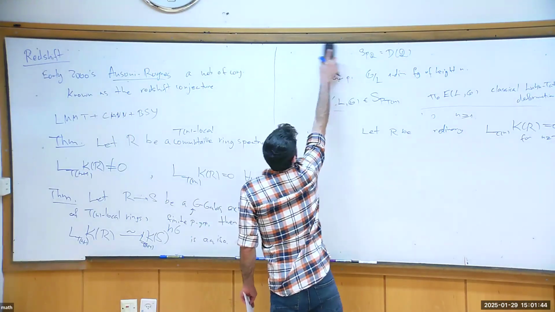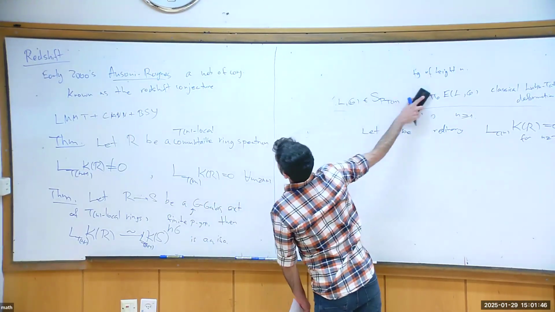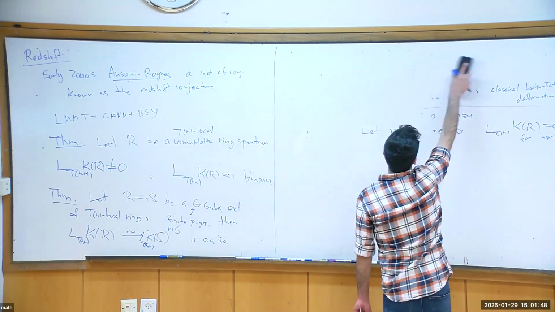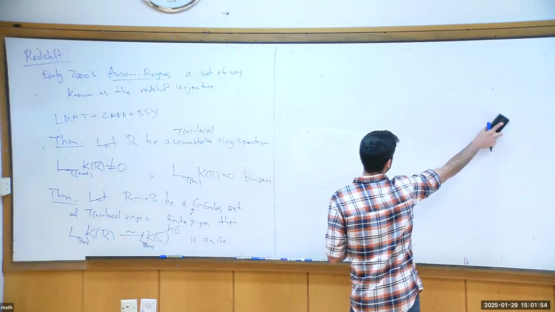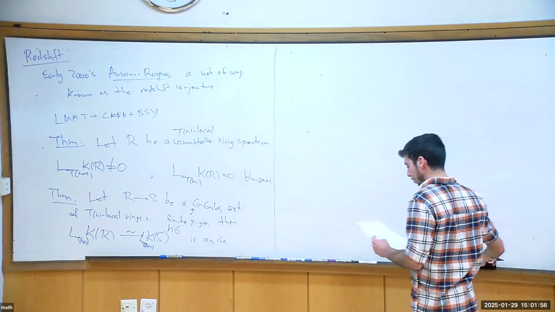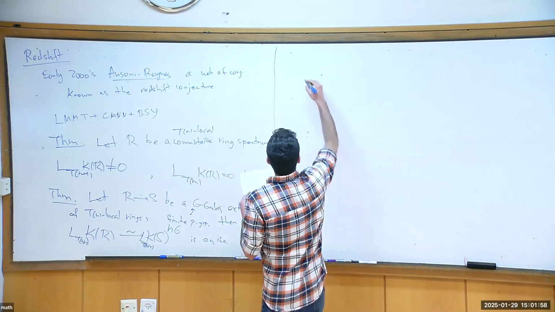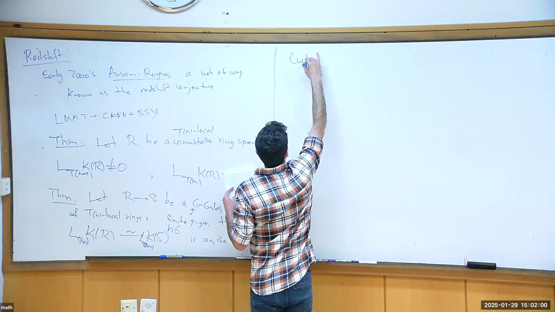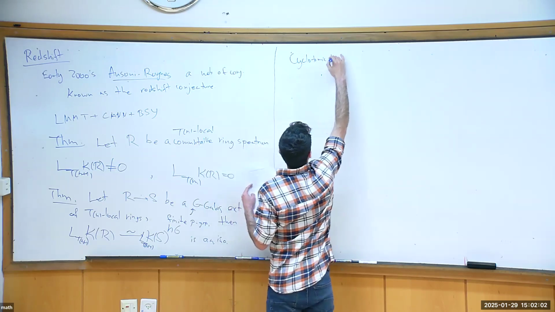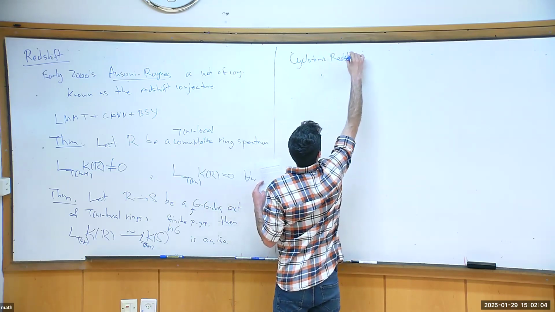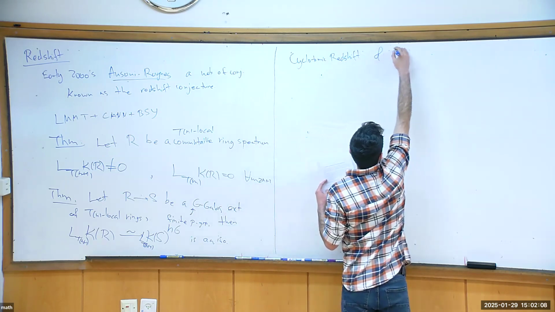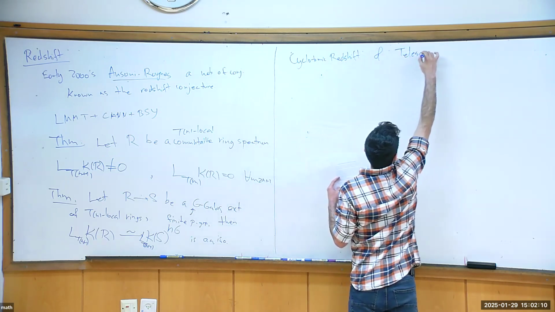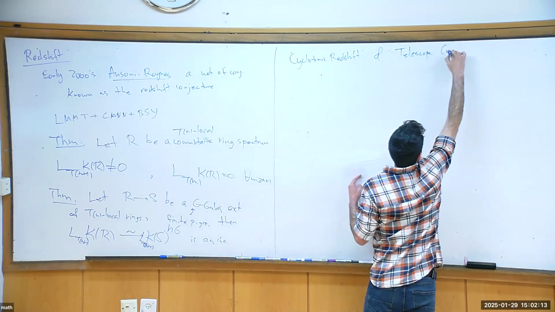And in the last 10 minutes, I will say something about results of Tomer, Schlank, Carmeli, Yanovski and myself about what we call cyclotomic redshift, and also applications to the telescope conjecture.